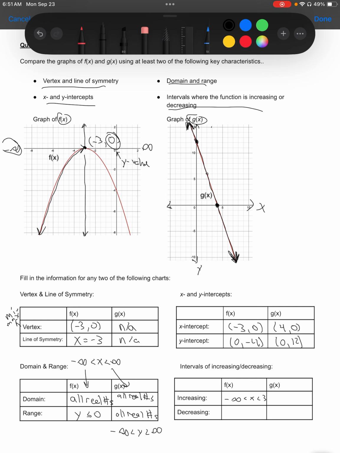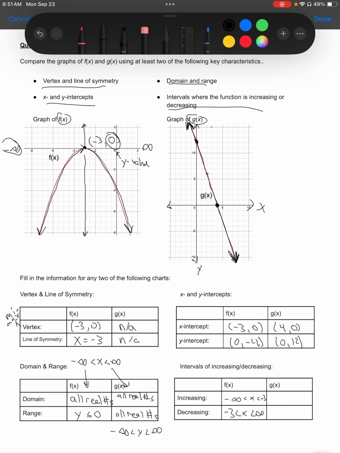And then on the other side is where it's decreasing. It starts at negative 3, and then it goes right forever till we get to infinity. Oops, sorry, this should be negative 3, not positive 3. So for where it's decreasing, it's going to be from negative 3 to positive infinity is where the graph is decreasing.